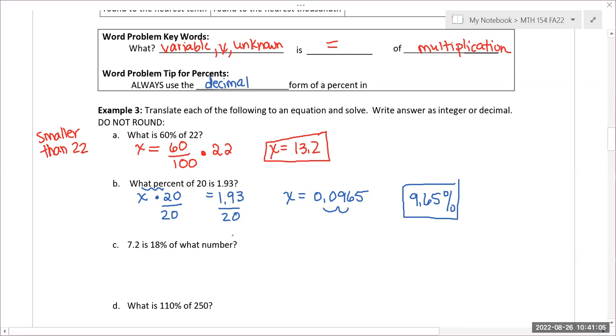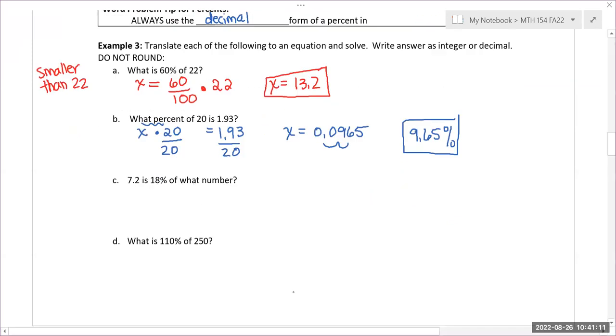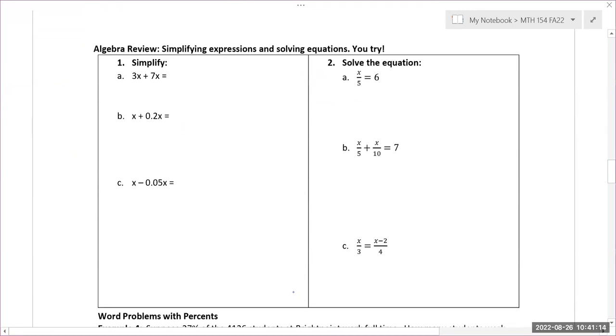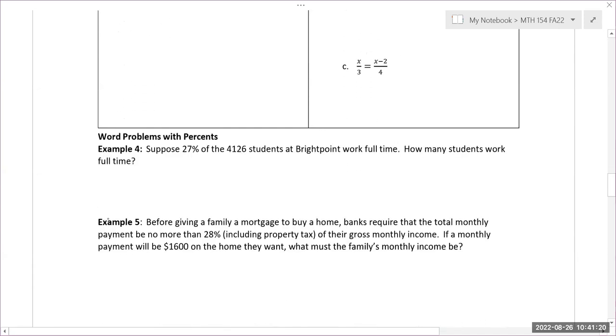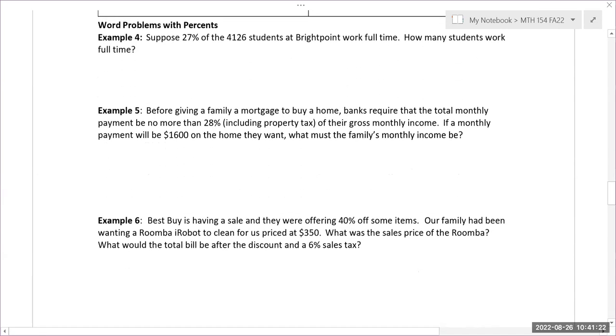And then you can try the next two and look at it in terms of your answer key. And then we've also got an algebra warm-up down here where you can again try it, look at the answer key, kind of see where your skills are in terms of that. So for the next piece, we are working with word problems with percents.